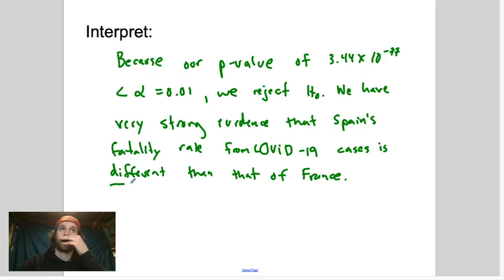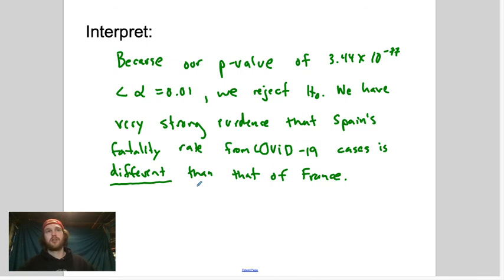But let's be honest, folks. I think based on this, we can conclude that because it's so convincing and it was so one-sided, we can conclude that Spain's fatality rate is larger than France's. Okay?